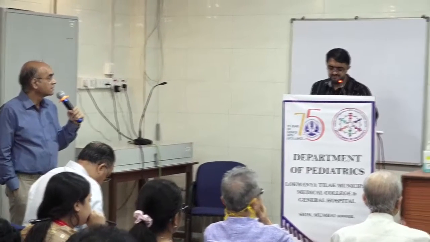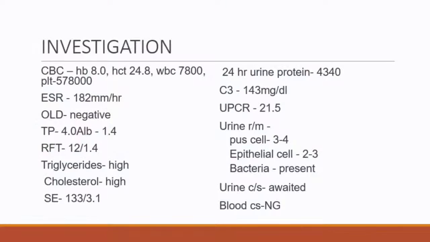The CBC shows Hb of 8, HCT of 24, counts at 7,800 and platelets of 5,78,000. ESR was raised to 182. OLD was negative. Total protein was 4 and albumin was 1.4. In RFT, BUN was 12 and creat was 1.4. Triglyceride and cholesterol were high. Serum electrolytes: sodium was 138.3 and potassium was 3.1.